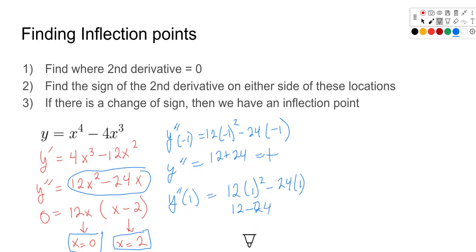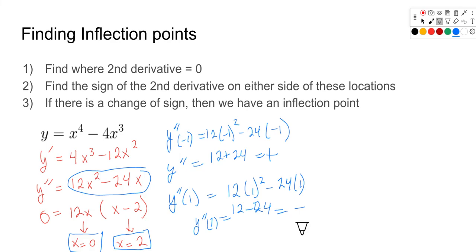And again, I don't actually have to do the arithmetic. I already spot it's going to be negative. So I went from positive to negative, so I know that at 0 I have an inflection point. Because I went from being concave up to concave down, right? Positive second derivative means concave up, negative second derivative means concave down.